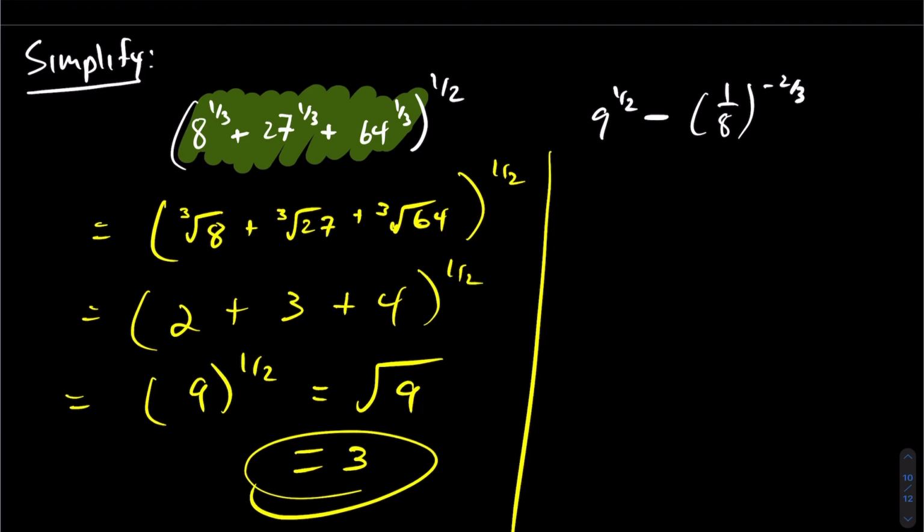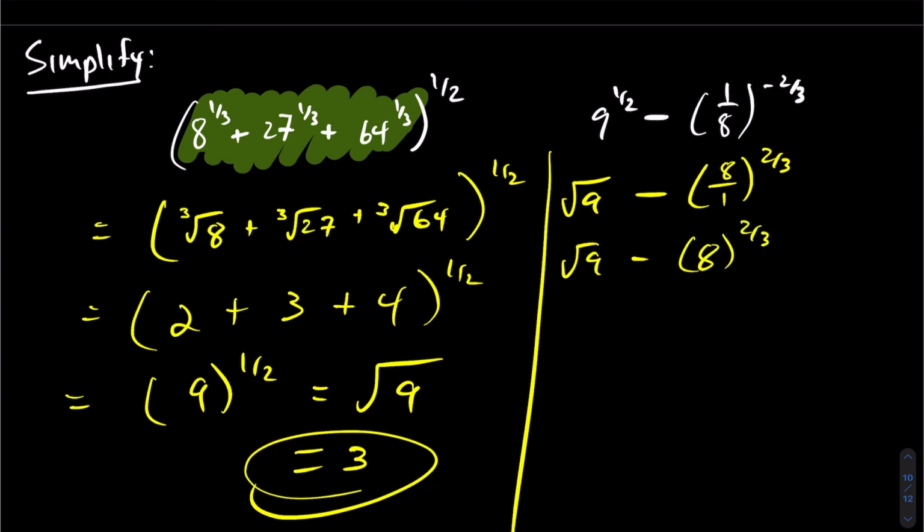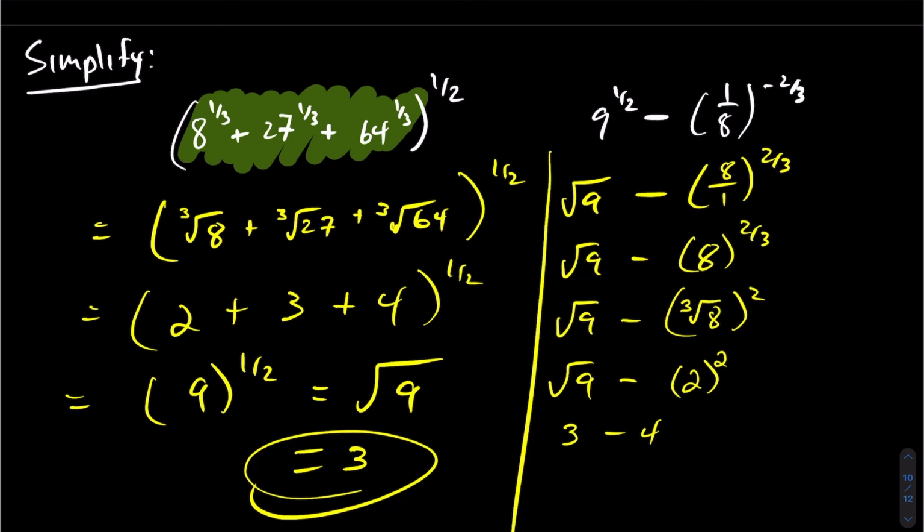Okay, same idea here. We want to simplify this. So this is really just asking for the root of 9 minus, okay, we just discussed this, right? If you have a negative exponent, it's equivalent to flipping it and changing that sign to positive. Now I don't need to divide something by 1, so I can just rewrite this as 8 to the 2/3. And now this will be the root of 9 minus, again, like we talked about, you can take the third root first and then square your result. So this is root 9 minus the third root of 8, which is 2, squared. The root of 9 is 3 minus 2 squared, which is 4. And your answer here is going to be -1.